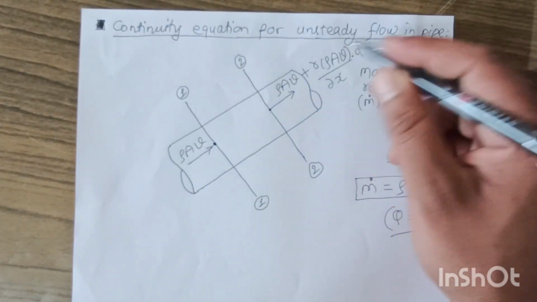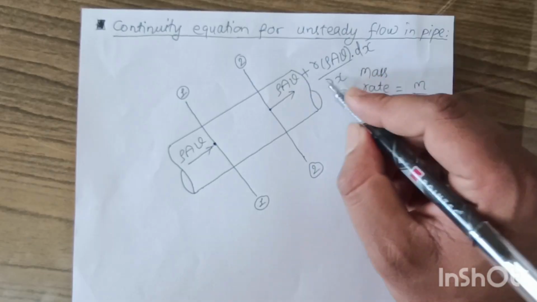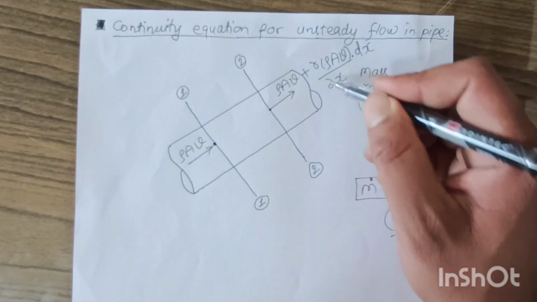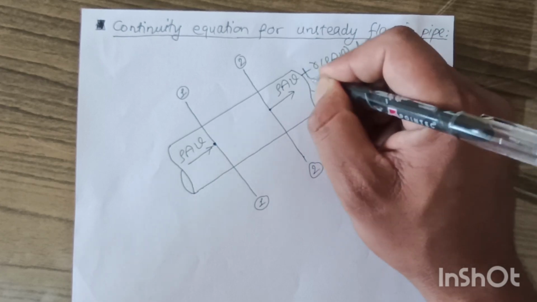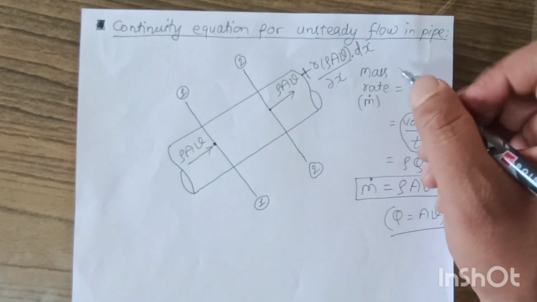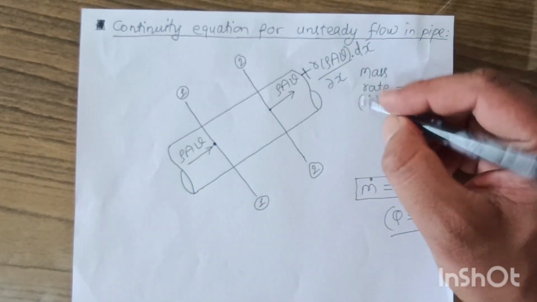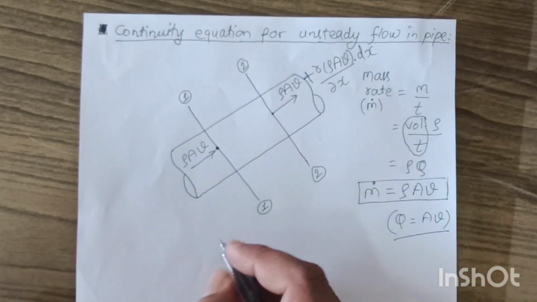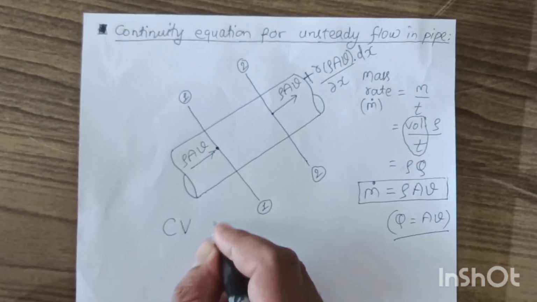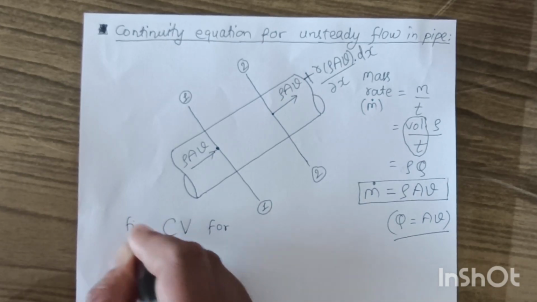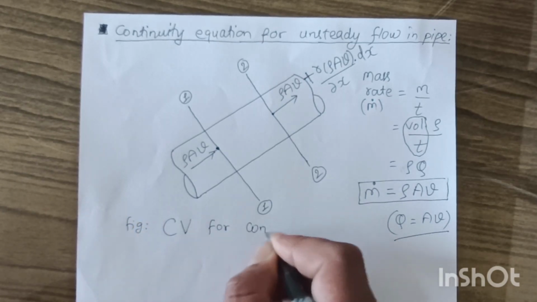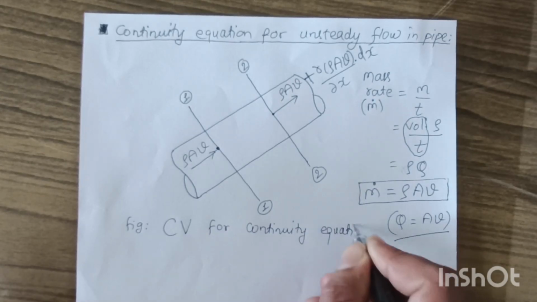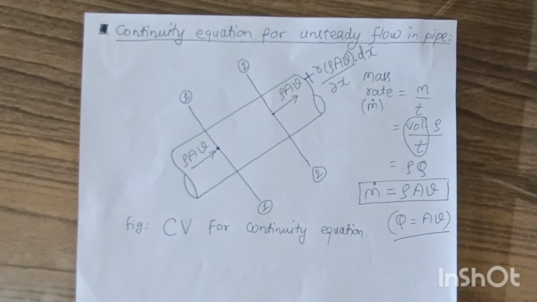Okay, this is the binomial expression. So you can write the mass flow rate entering and the mass flow rate leaving like this, for a control volume, expressing this using the binomial expression. So this is the control volume for the continuity equation. This figure is for the continuity equation derivation. So let's get into the derivation.